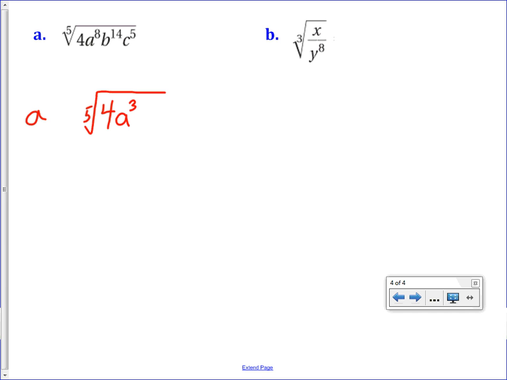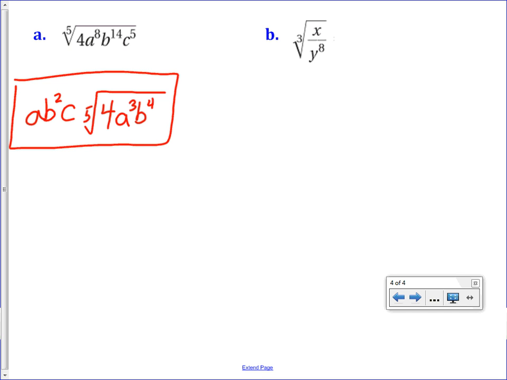That's the leftover a's. They didn't have enough to make a group of 5, so the guard on the porch said you have to stay in. B to the 14th, we can pull out 2 full groups of 5, which comes out looking like b squared. That's our 2 groups. And how many are left over inside? 4. They didn't have 5 b's, so they have to stay inside. And then the c's, we have one perfect group of 5, so that one group is going to come out, and it'll be a c out here with no c's left inside. And even though it's ugly, this is the correct simplified answer.